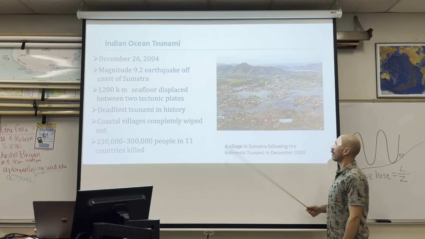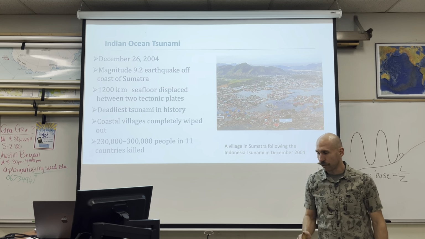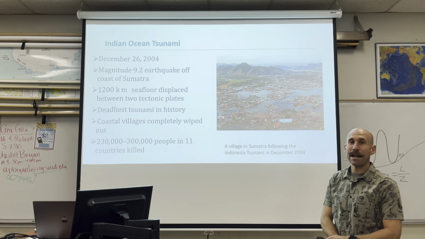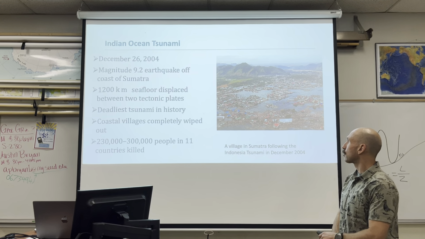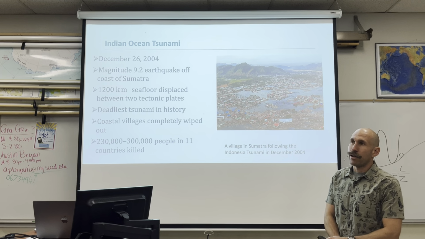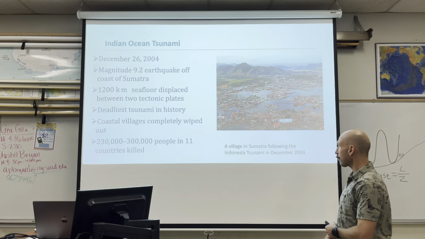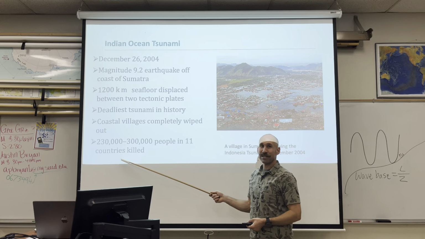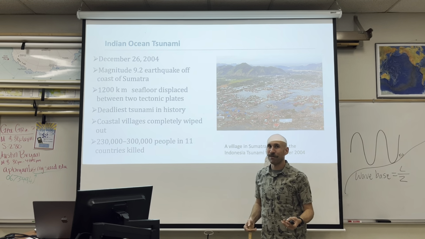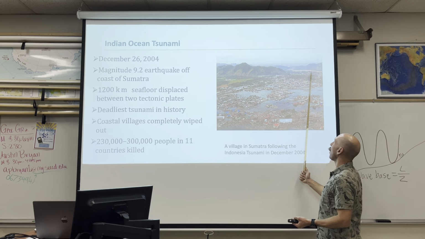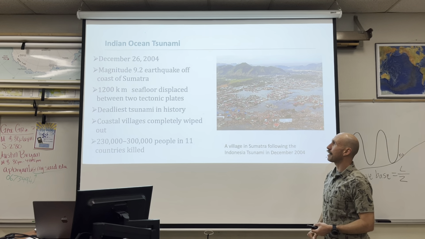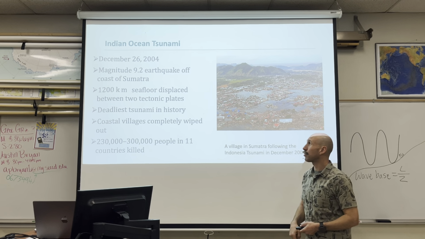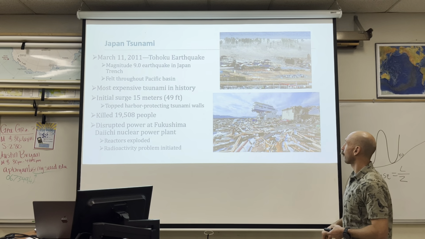So in 2004, the Sunda megathrust fault slipped, creating a 9.2 magnitude earthquake off the coast of Sumatra. This was one of the most deadly tsunamis in recent history, killing about 230 to 300,000 people. It's a really big number because of how many people are unaccounted for. It completely wiped out coastal areas, leaving almost nothing in its wake, affecting 11 different countries. So sad. Horrible loss of life.